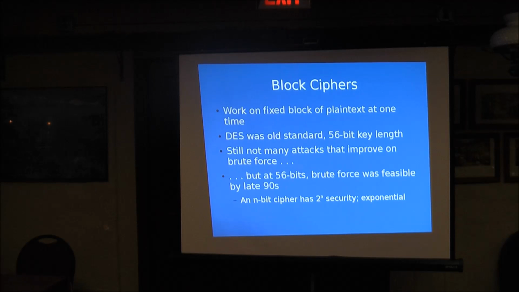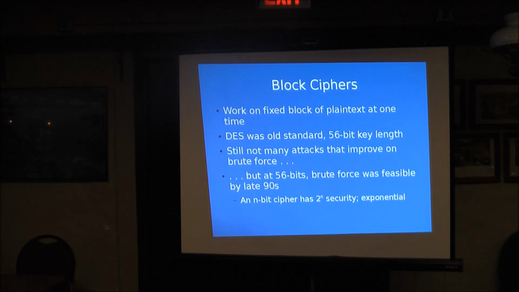Block ciphers, though, we use all the time. They're called block ciphers because they work on a fixed length of the string at once. So usually 32 bits these days. The old standard was called DES, and it had a 56-bit key length. And the great thing about DES was that nobody really figured out a better way than brute force to break it. There wasn't a great deal of improvement there. The trick was that at 56 bits, by the late 90s, it was perfectly feasible to brute force it. And so around this time, people started looking for something better.